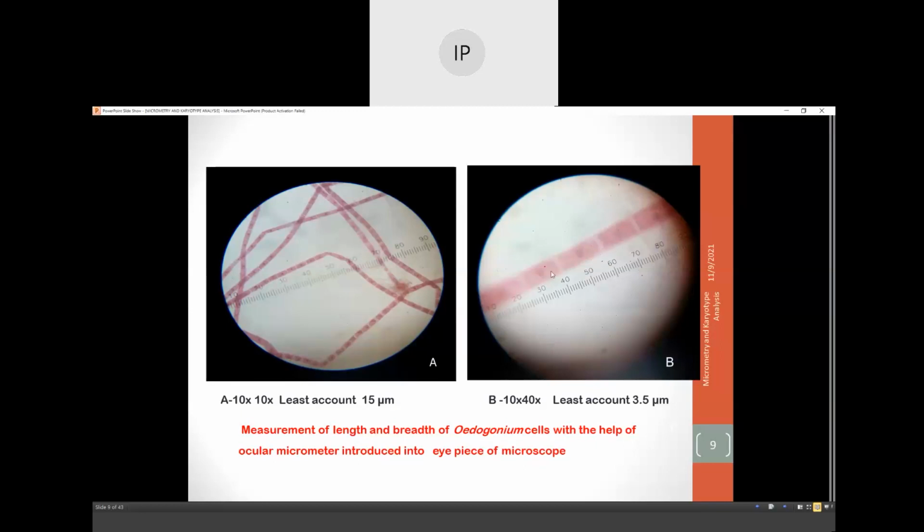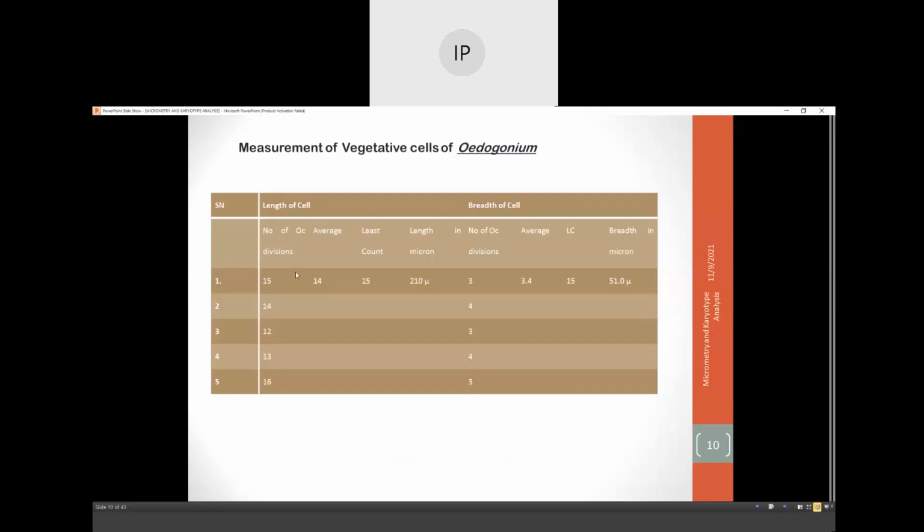And in this way you have to take 1, 2, 3, 4, 5 readings, and then they are averaged, and the average is multiplied with the least count. On low power there are 15 divisions, 14, 12, 13, 16, and then it is multiplied with least count. Least count is 15, average is 14, so the length becomes 210 micron.